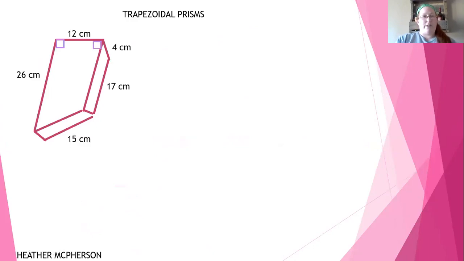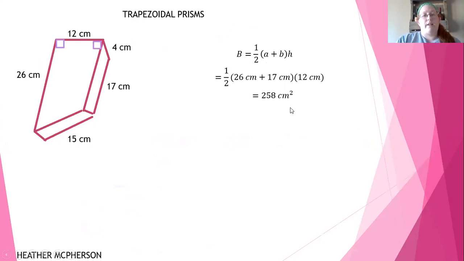And how do we do that? Well, the first equation, we're going to do the base. So the base is going to be half of A plus B times H, which is your height. With this trapezoidal prism, A is going to be 26 centimeters, B is going to be 17 centimeters, and your height is going to be 12 centimeters. So you have half of 26 centimeters plus 17 centimeters multiplied by 12 centimeters. So your answer is going to be 258 centimeters squared. Again, don't forget to square your measurements because you're multiplying them together.